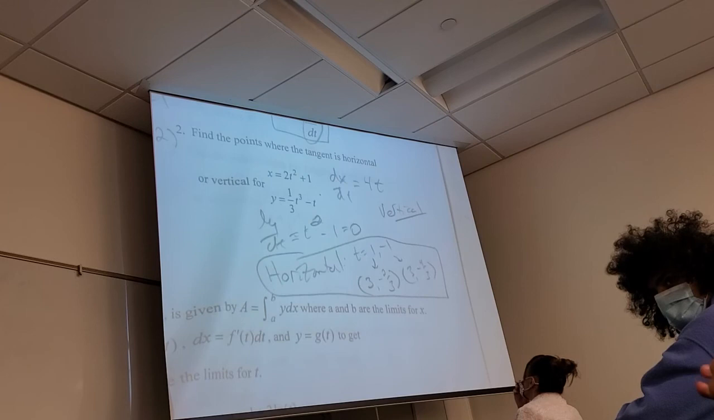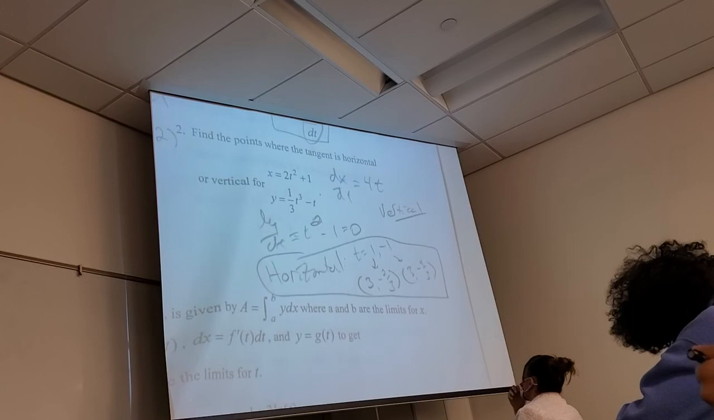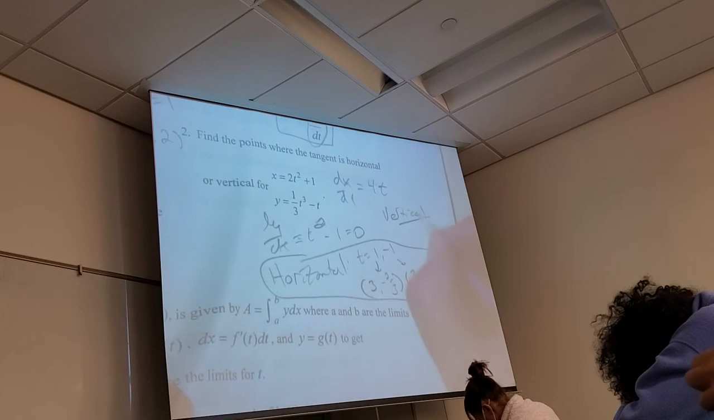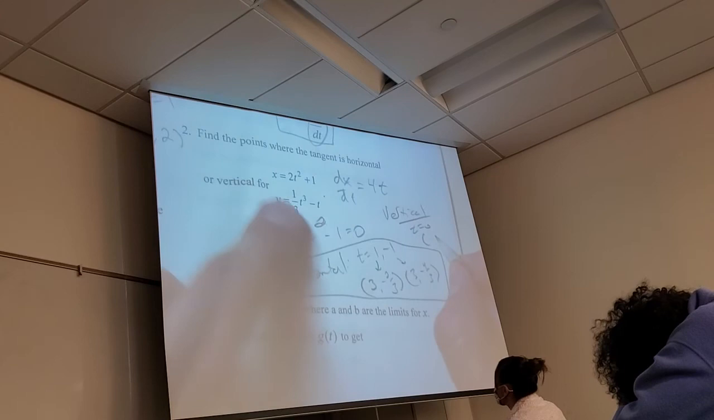And when is it undefined? When the bottom is 0. The bottom is dx/dt. So when is dx/dt 0? At zero. So when t equals 0. And what point is that? You get 1, 0.